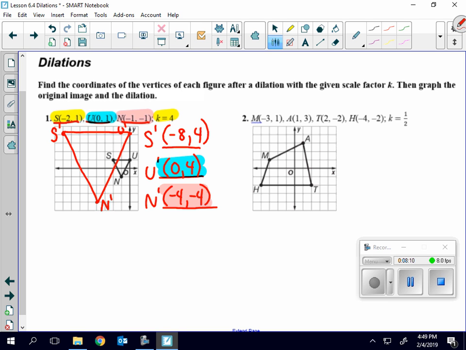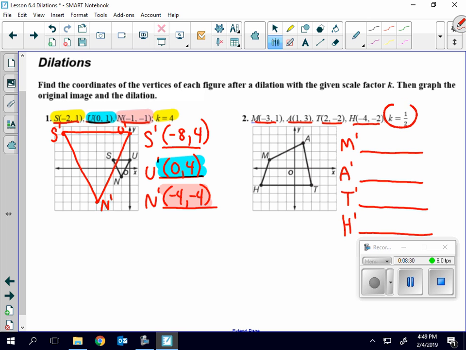All right, let's do number 2. They already give us MATH. Okay, this is math. So M prime, A prime, T prime, and of course H prime. Well, to get our primes, I need to multiply times 1/2.